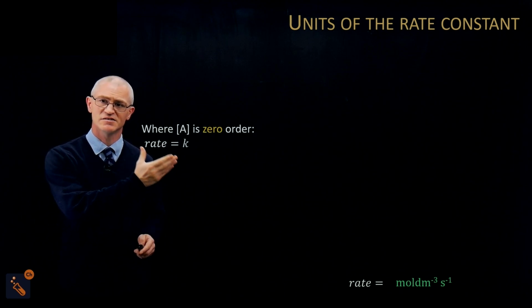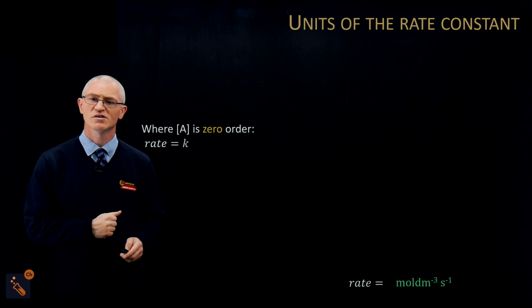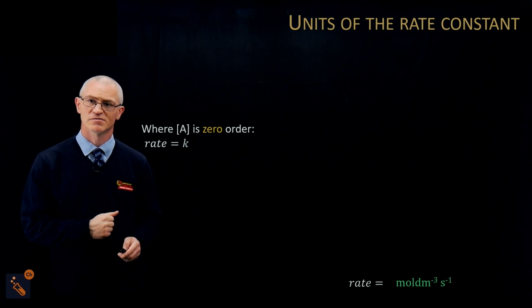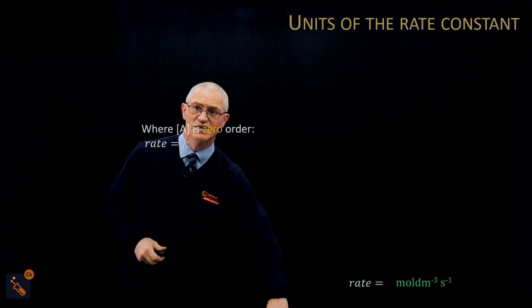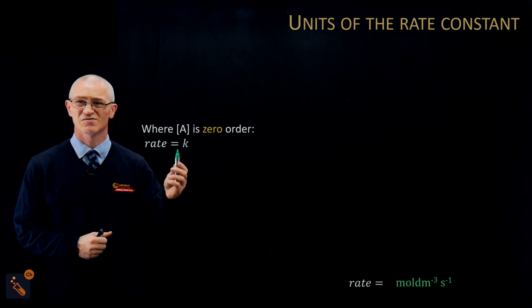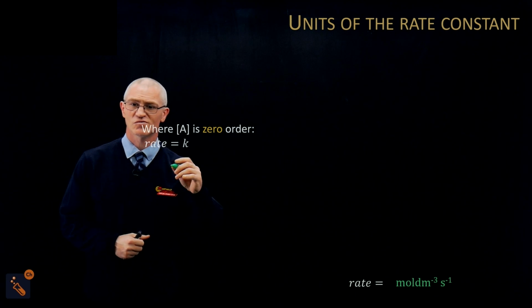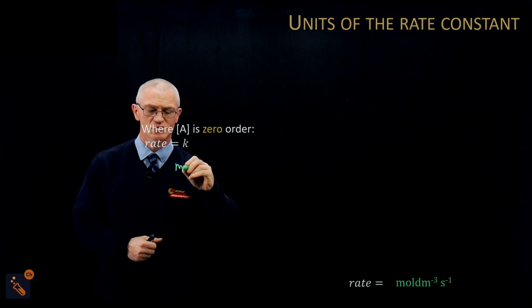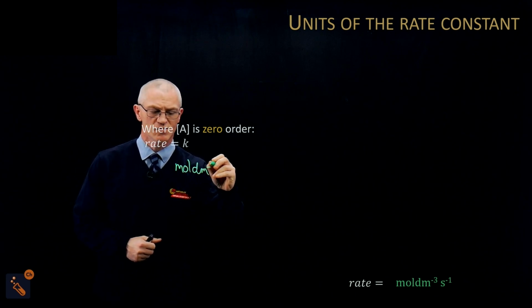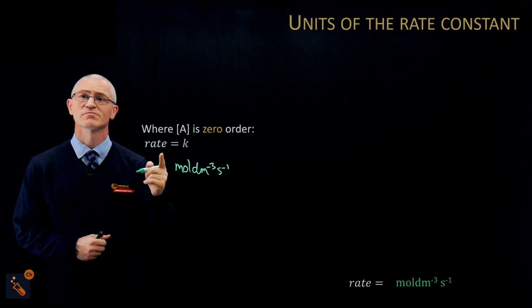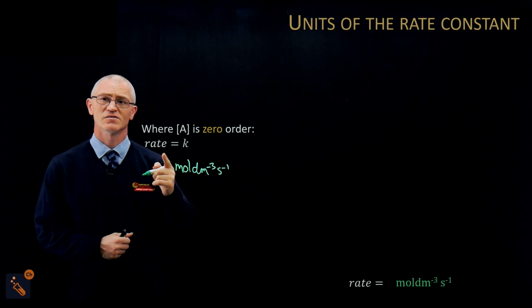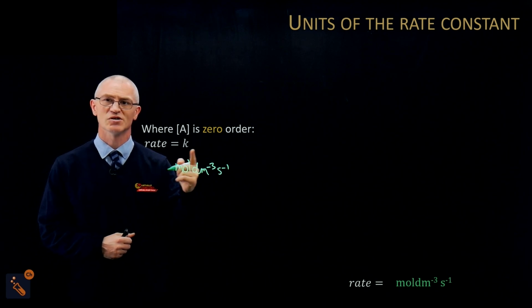Now where A is 0 order, rate will be equal to K. That means rate is equal to K, so let's look at what units we would get. If the units are mol dm^-3 s^-1 for rate, that means we have those units for K, because they are the same units.